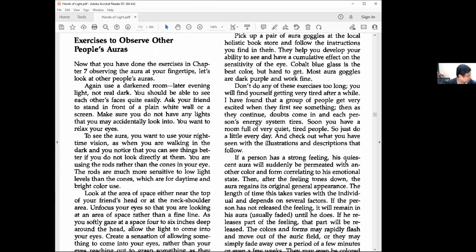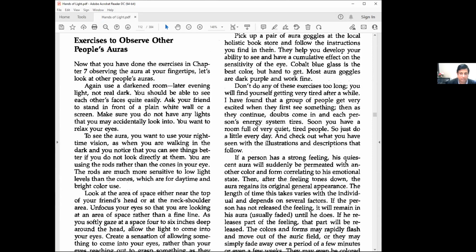Pick up a pair of aura goggles at the local holistic bookstore and follow the instructions you find in them. They help you develop your ability to see and have a cumulative effect on the sensitivity of the eye. Cobalt blue glass is the best color, but hard to get. Most aura goggles are dark purple and work fine.